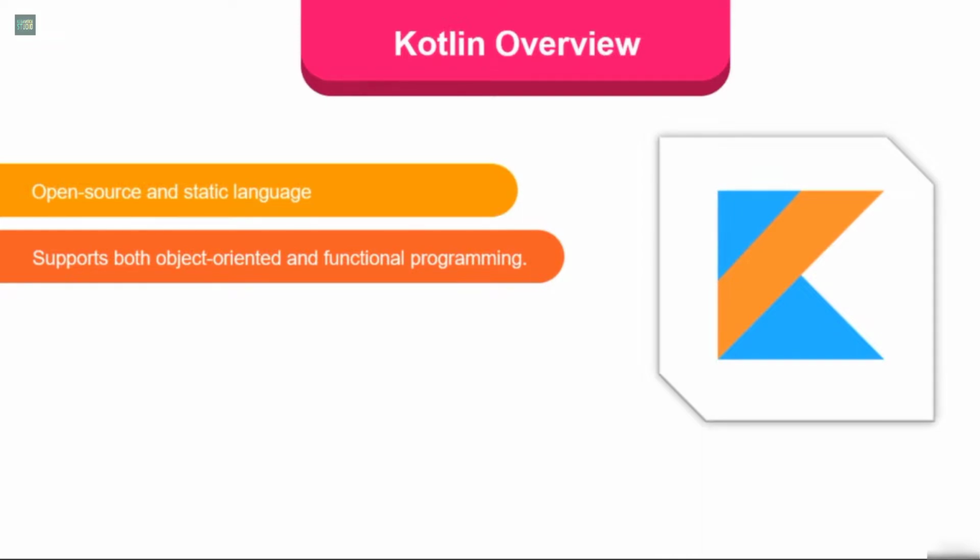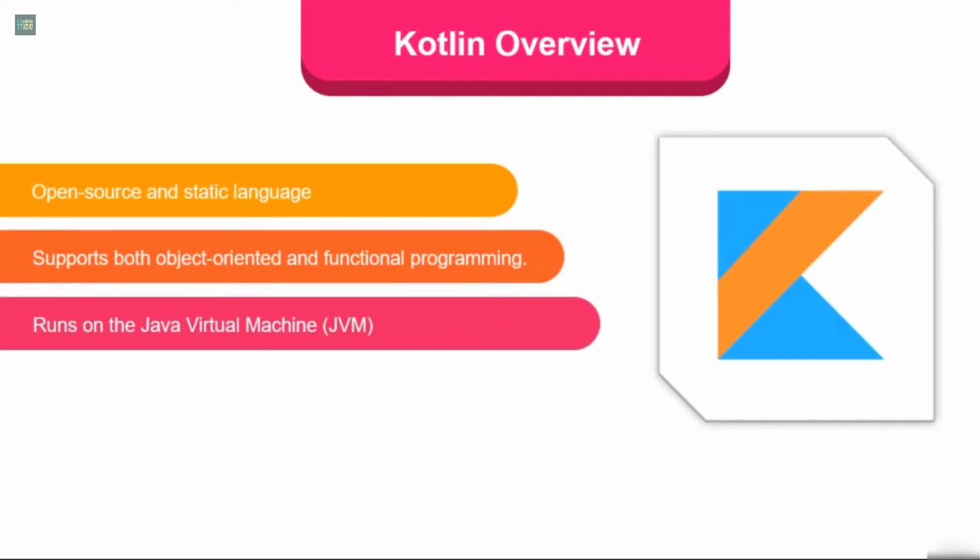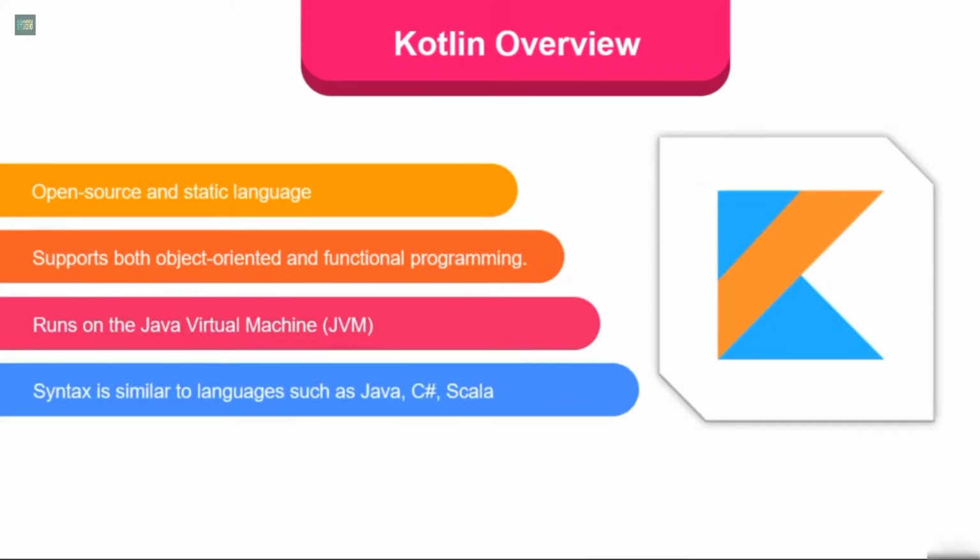The Kotlin programming language runs on the Java virtual machine that we typically call a JVM. The Kotlin language provides syntax similar to languages such as Java, C#, and Scala, but it takes its name from Kotlin Island, which is a Russian island in the Gulf of Finland, in case you were wondering.